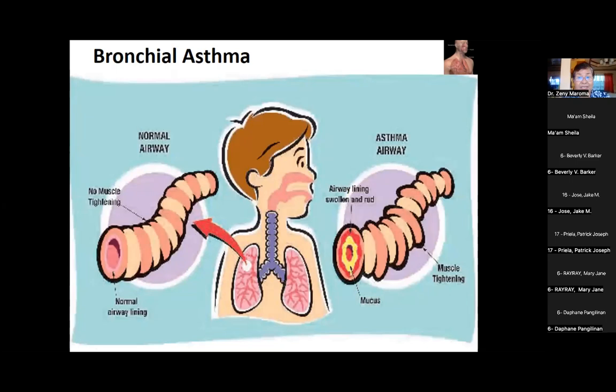Again, another slide. And dito yung ating airway. Relax ang bronchial smooth muscles. There's no muscle tightening. Pero take a look dito sa ating right side. Ayan. No? So there is bronchoconstriction, there's bronchospasm, okay, plus there's bronchial edema, and there's increase in mucus secretion. The airway lining is swollen and red. And there's airway obstruction.